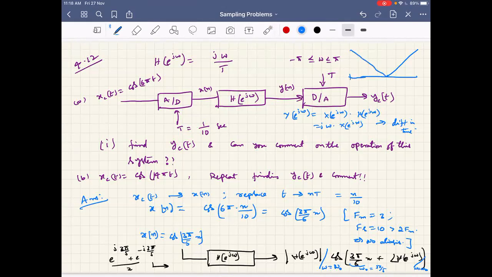Okay. So if this is minus pi and this is pi, the spectrum is like this. So it is attenuating low frequencies and passing high frequencies, and hence this can be considered as a high pass filter. Correct. That's what the differentiator is.